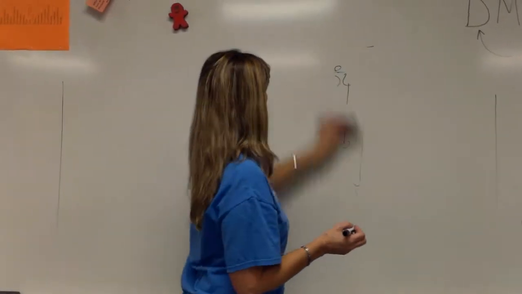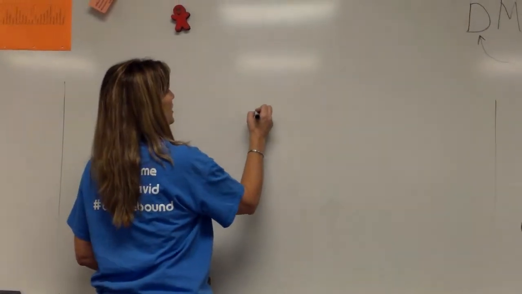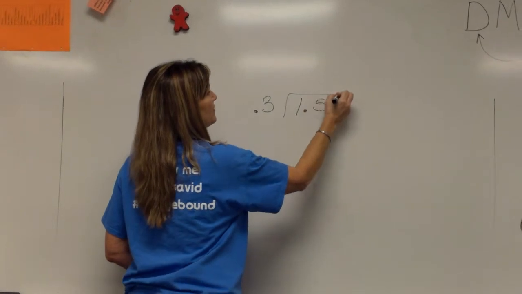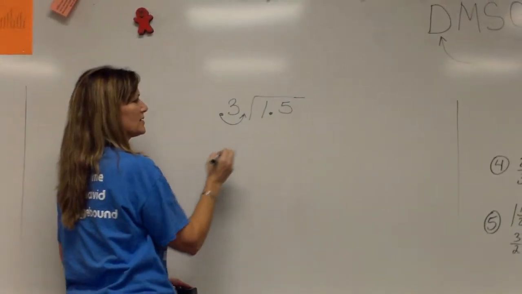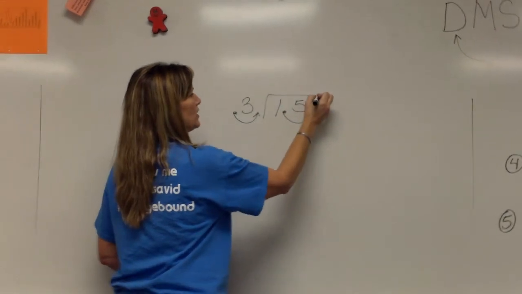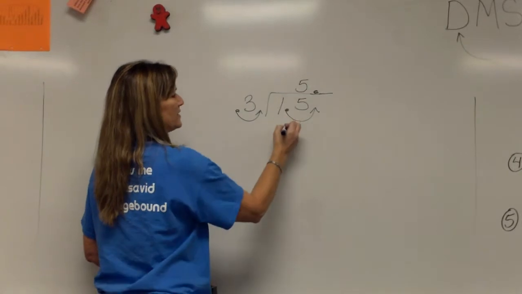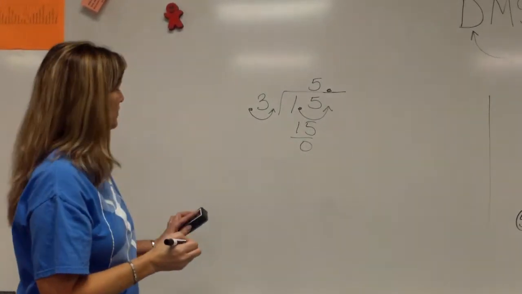Okay, let's try another one. If I have 0.3 into 1.5. Again, I cannot have a decimal outside. I move it once, then I have to move this one once. That's where my new decimal is. That goes in 5 times. So 5 is my answer.